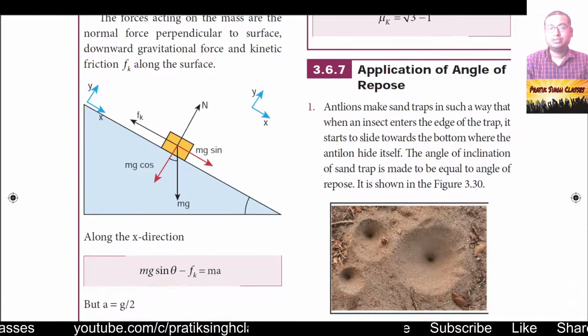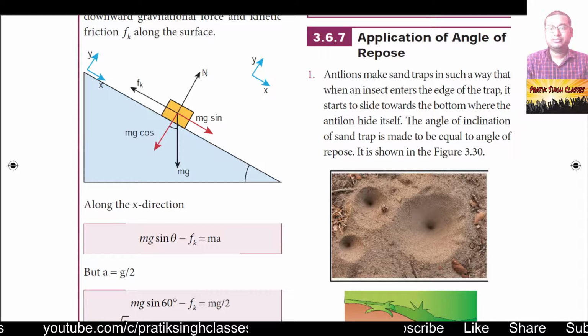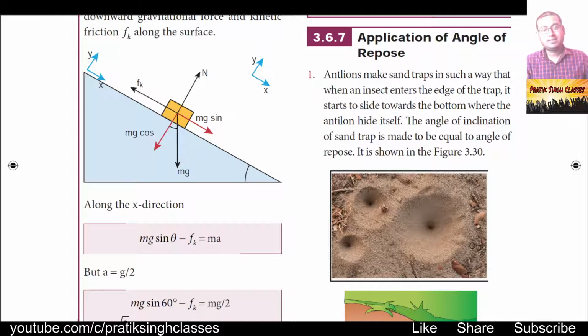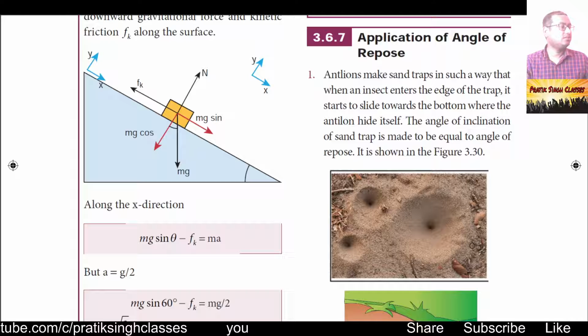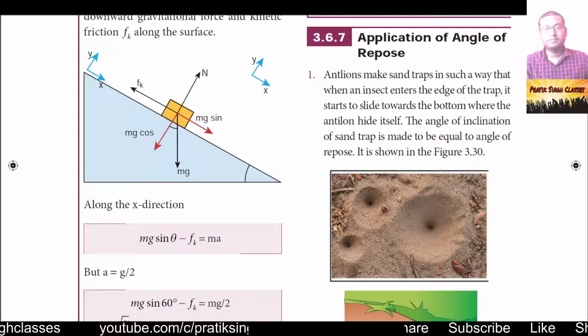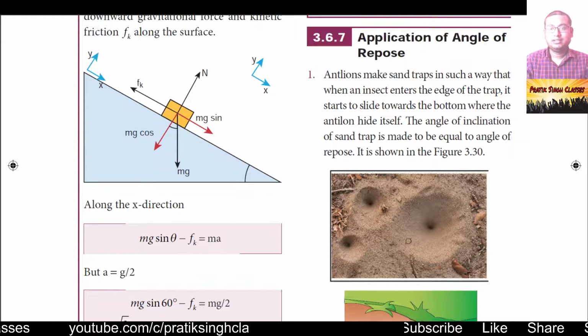Right. Now going to the application of angle of repose. What are the applications or uses of angle of repose? Let me check whether it is in your current course or not. Yes, it is. Sections 3.66, 3.67 and 3.68 are in your course. Fine. Application of angle of repose.